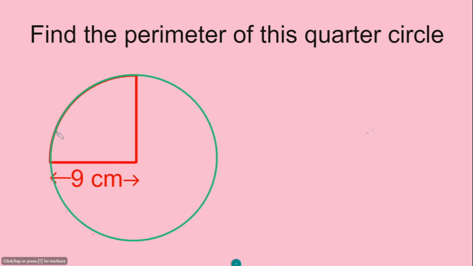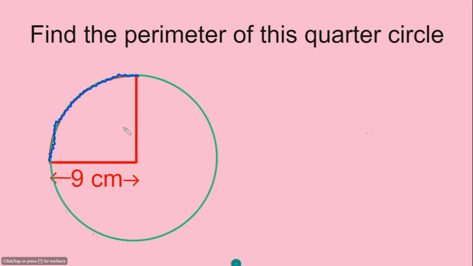We want to find the perimeter. The perimeter here is the distance of this part here, this part here, and the distance from here. I'm trying to fold it from here to here. So the distance down here, also here, and also here. If we add them all three, that's going to be the perimeter of this quarter circle.